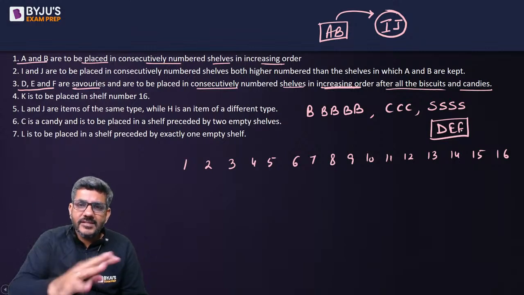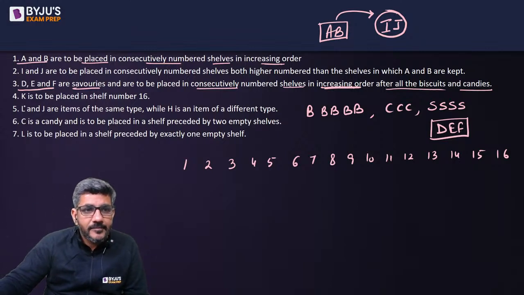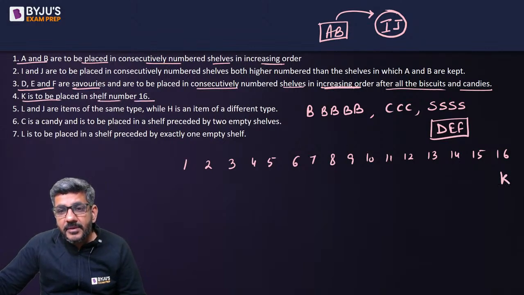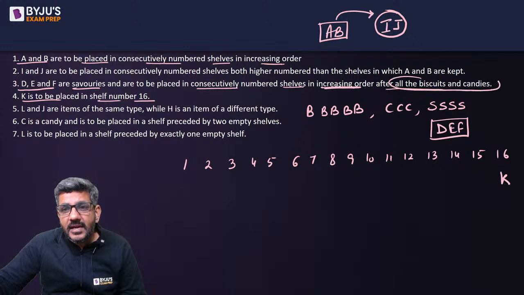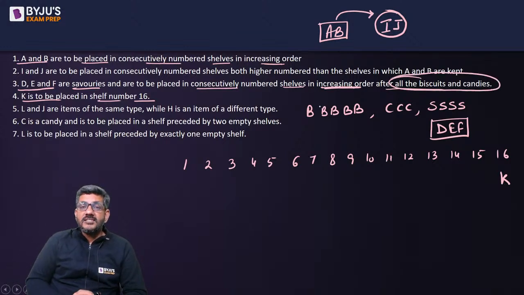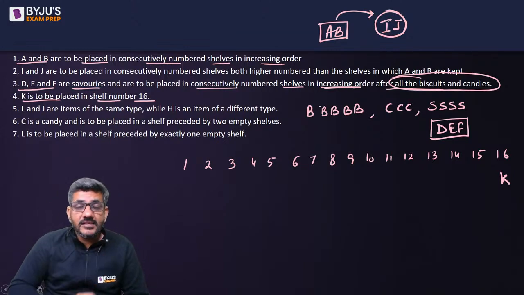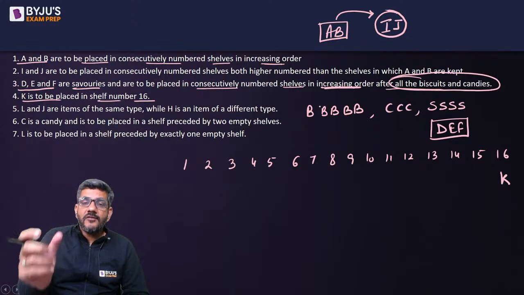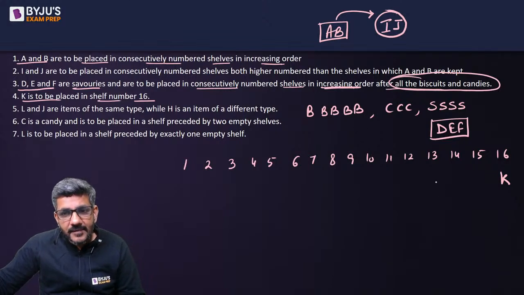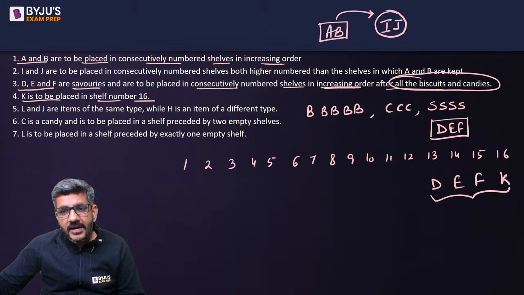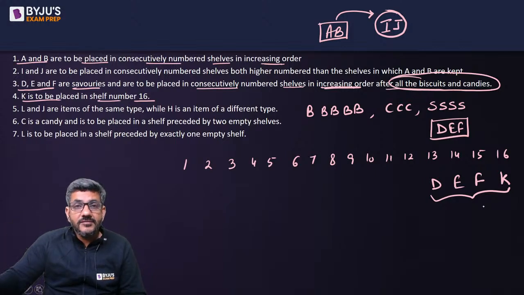Just one more savory is there. We will get to know about that as well. K is to be placed in shelf number 16. So that means K must be a savory because anyway savories are kept after all the biscuits and candies. The other three savories are D, E, F, and all items of same type are clustered together. That means D, E, and F must be in 13, 14, and 15. So this is fixed now that D, E, F, and K, the savories, must be in 13, 14, 15, 16.